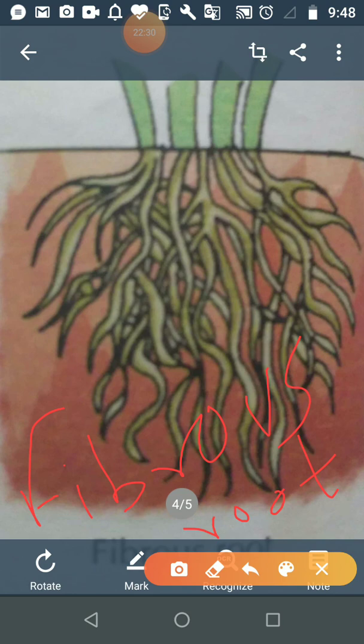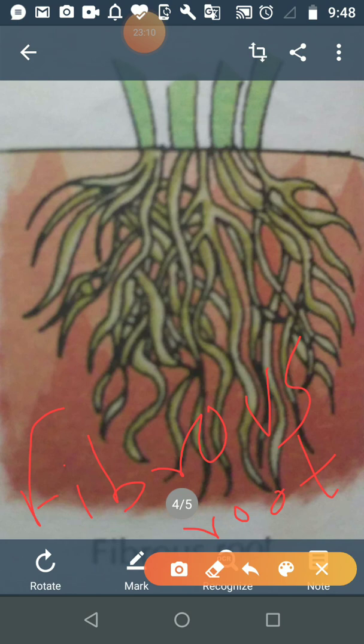First function, roots attach the plant to the ground. The part of the plant which is in the ground, that is root. So what does it mean? It means that root provides support to the plant and helps in holding the plant firmly in the ground. You are understanding what I am saying? Roots attach the plant to the ground.